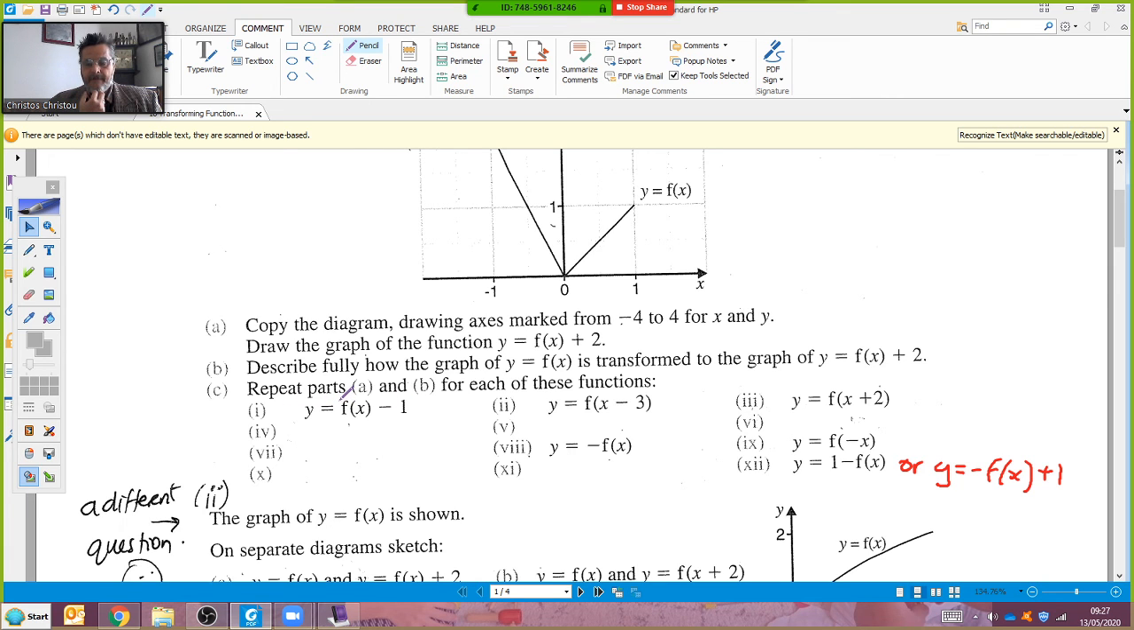Drop it down 1 unit. What's this one going to do? Yes, Hamza, thank you. We're going to translate this graph to the right 3 units, but for full grade 8 we've got to say: translate using vector (3, 0). So (0, 0) becomes (3, 0).